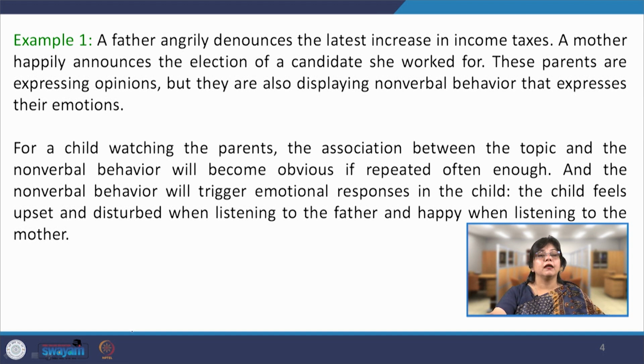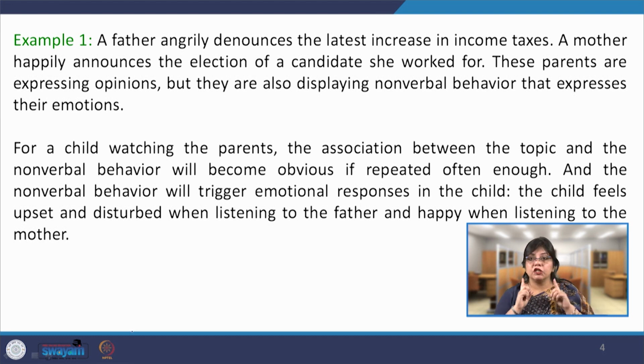A father angrily denounces the latest increase in income taxes. This is one situation before a child, and the other situation is that the mother is very happy as she announces the election of a candidate she worked for. Now, there are two conditions in one situation. Father is angry and the mother is happy.